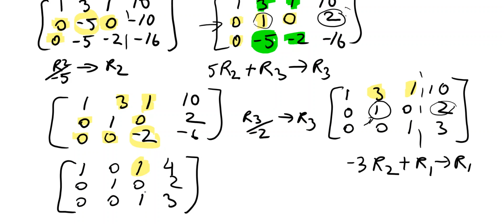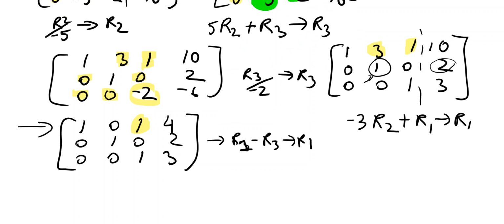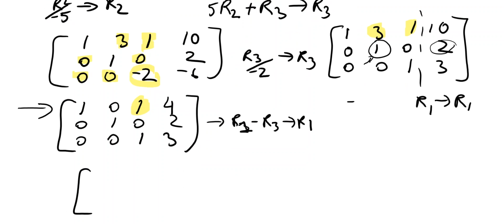How are we going to do that? Well, I'm still changing row 1, right? I'm changing row 1. So I can just subtract row 3. Row 1 minus row 3 goes into row 1. So instead of row 1, oh, why is this disappearing? Row 1 minus row 3 goes into row 1.